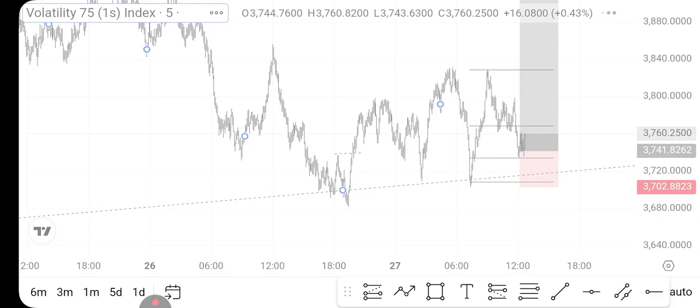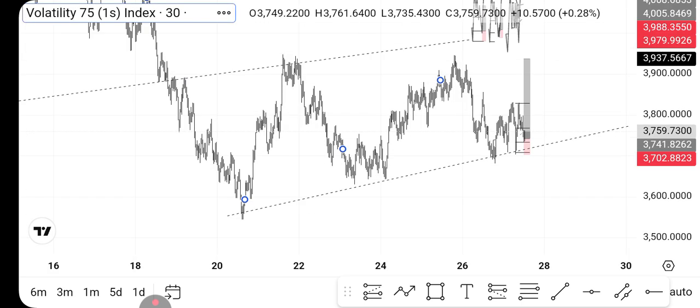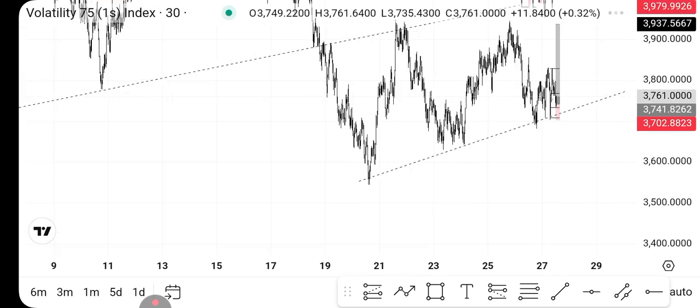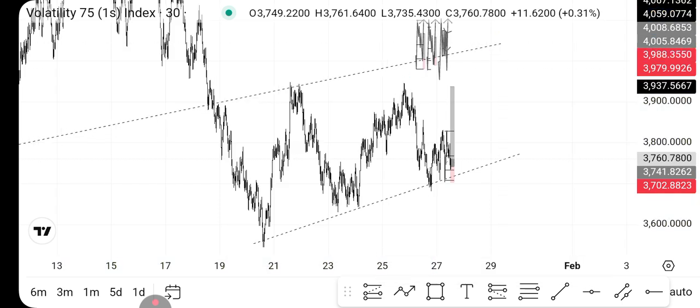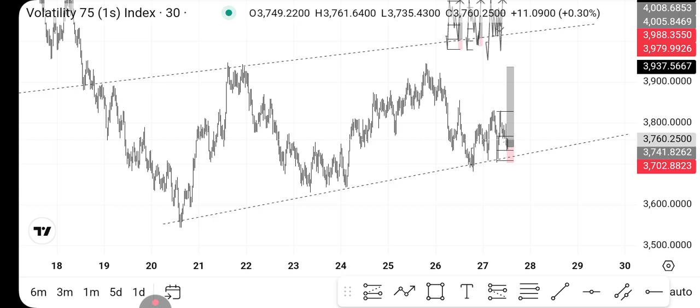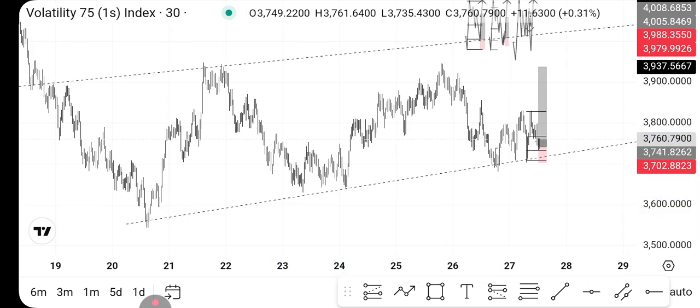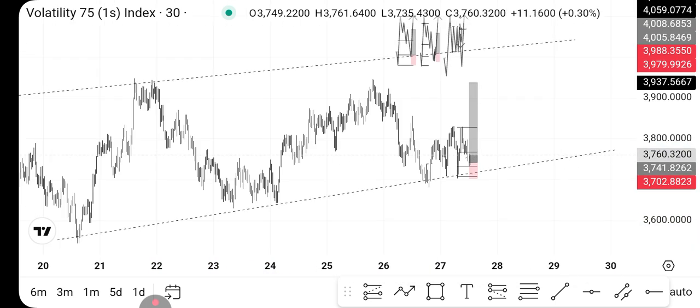You don't think I'm just taking my buy from anywhere. 30 minutes. Can you see the channel? Can you see? You don't think I'm just taking anything. See the trend line I drew. The market is trending up. The market should actually go up.